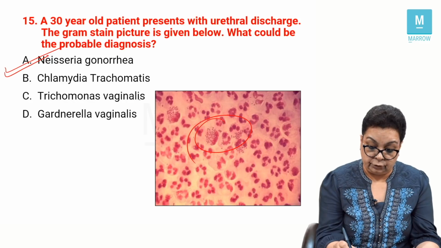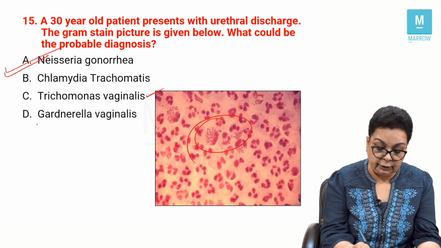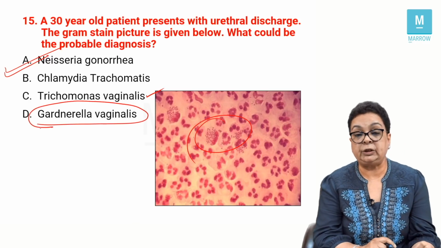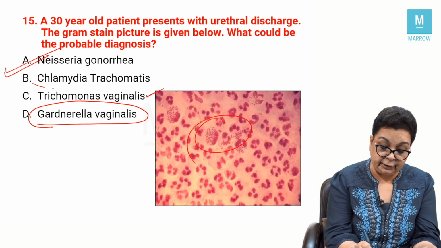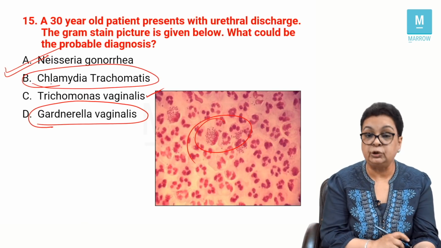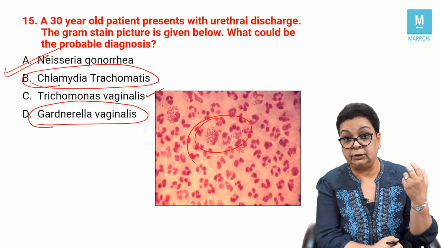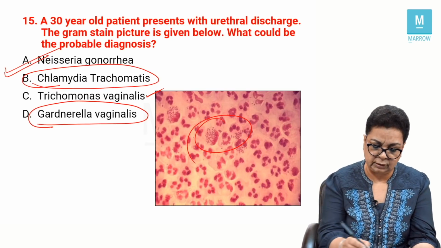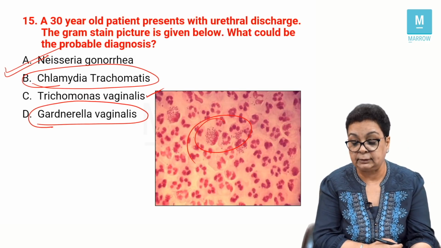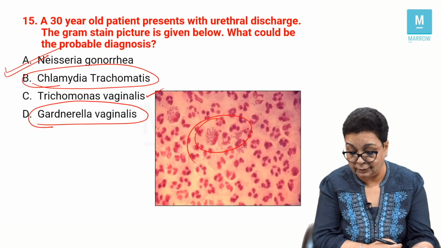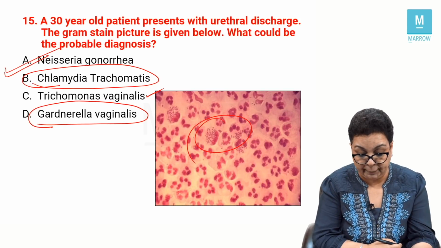Okay. Trichomonas vaginalis, you would see the trophozoite. Gardnerella vaginalis, those are seen as gram-variable rods. Chlamydia trachomatis cannot be demonstrated by gram stain. You have to stain it by Giemsa, the inclusion bodies. So this is, of course, gonococcus as the cause of the urethritis in this 30-year-old male. The same figure is also shown for meningitis, then think of meningococcus.